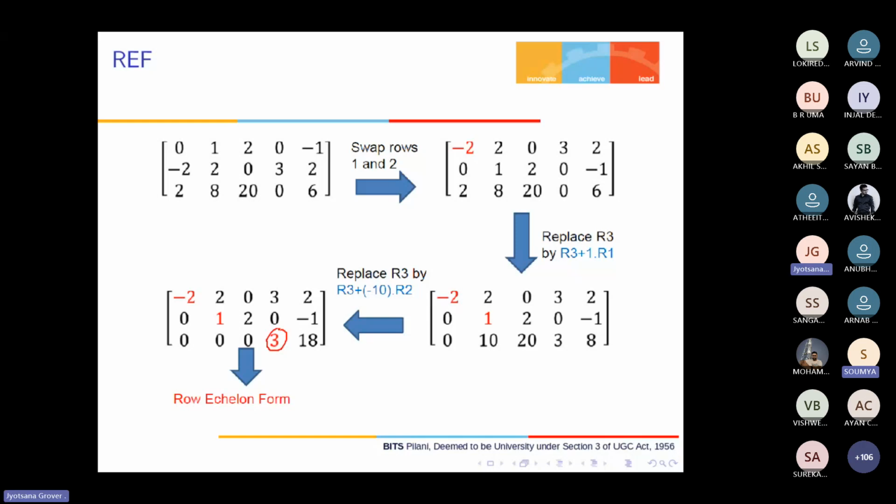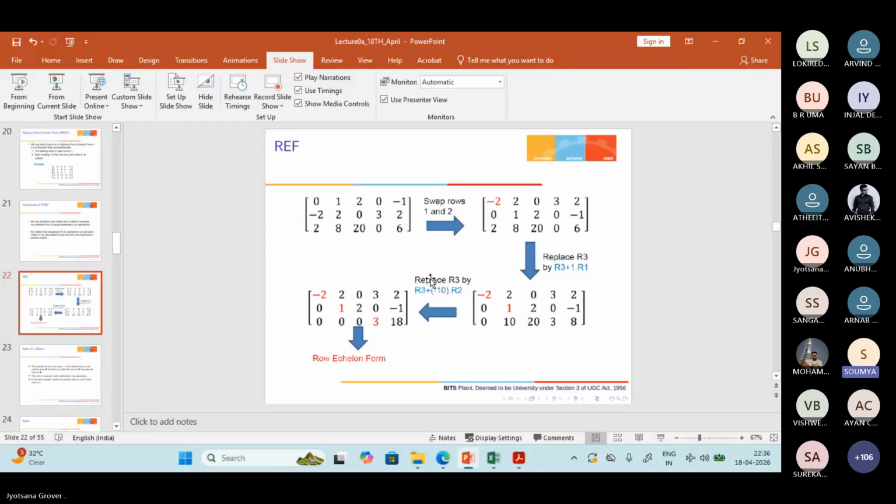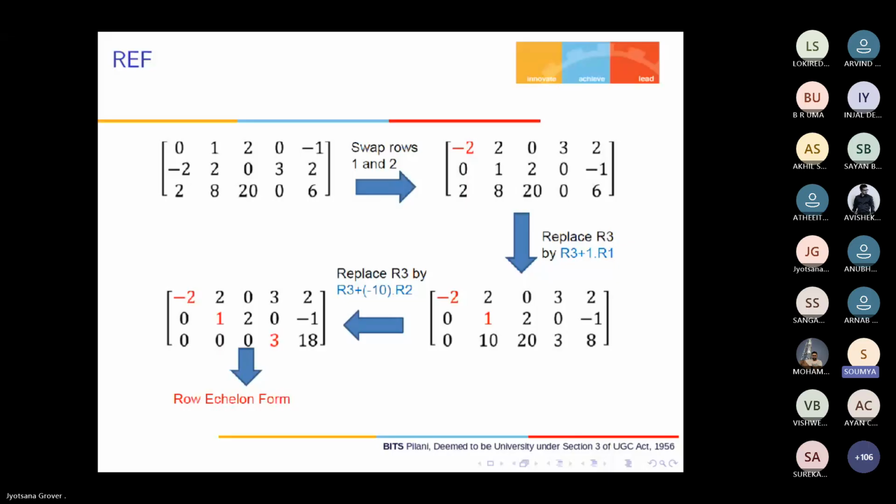So this is not a leading entry now? I don't know why the voice is echoing. So three in the last row, is it the leading entry or not? No, this is the leading entry only. But we don't have any entries below it. Okay. So in such a case, there is no need for a zero, because we cannot make it zero.